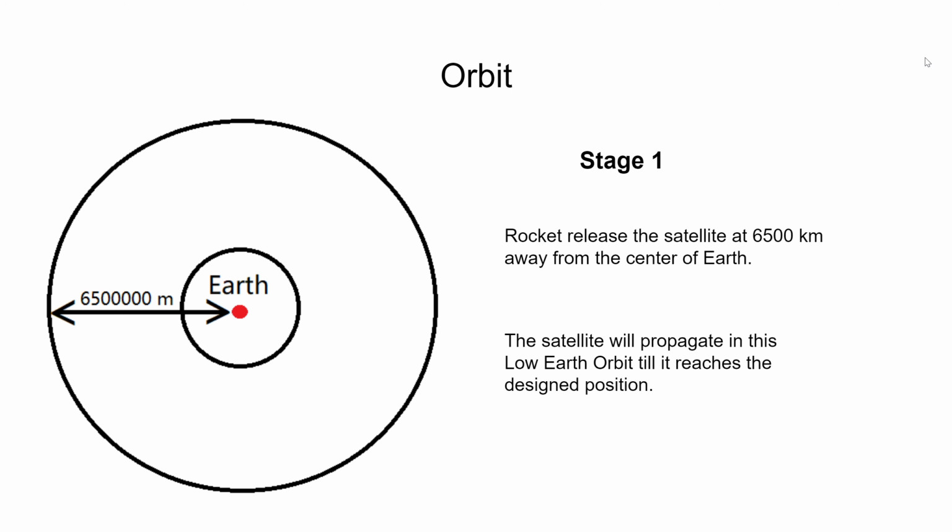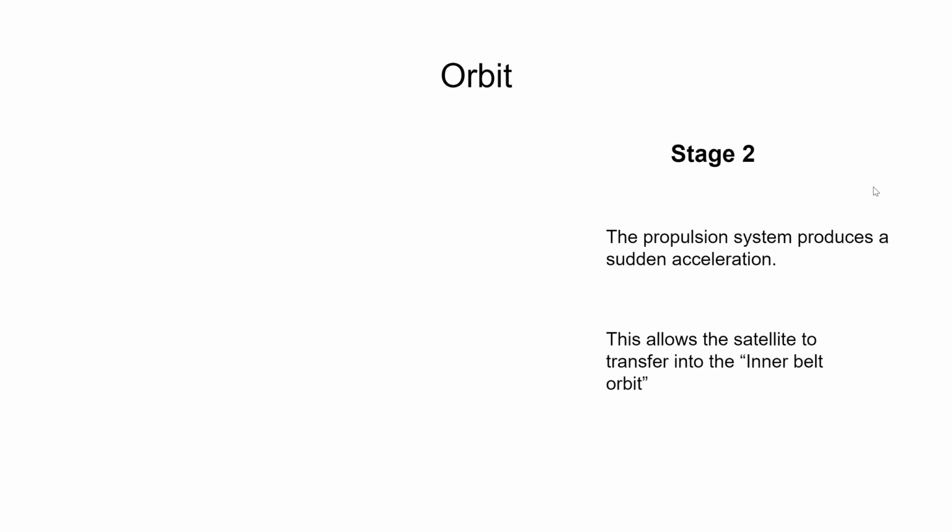Greetings to all the judges. In stage 1 of our mission, the rocket will first go to this height and release our satellites, and the satellites will maneuver in this low Earth orbit until it reaches the design position. In stage 2, the propulsion system will produce a sudden acceleration at the design position and move the satellite into an elliptical orbit, which is called the inner belt. The satellites will complete the mission in the inner belt through this orbit.